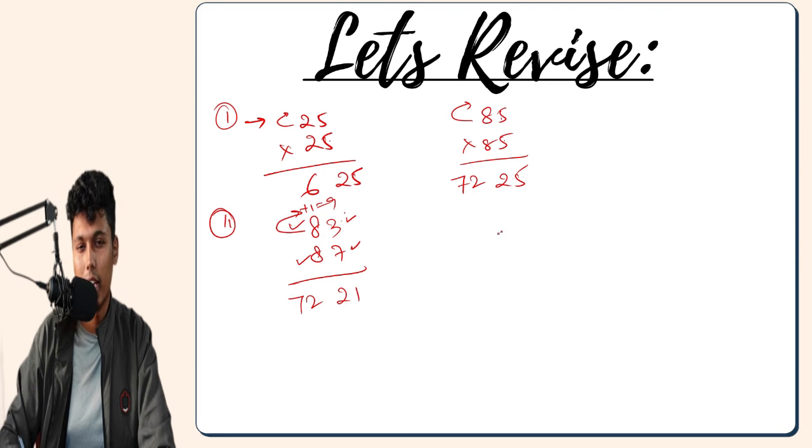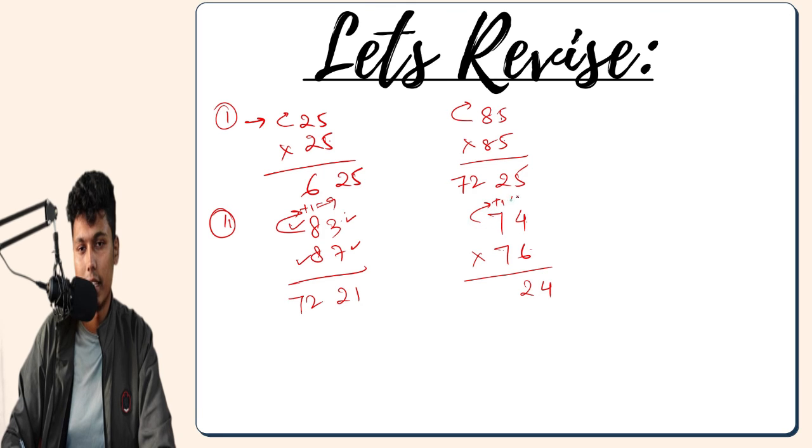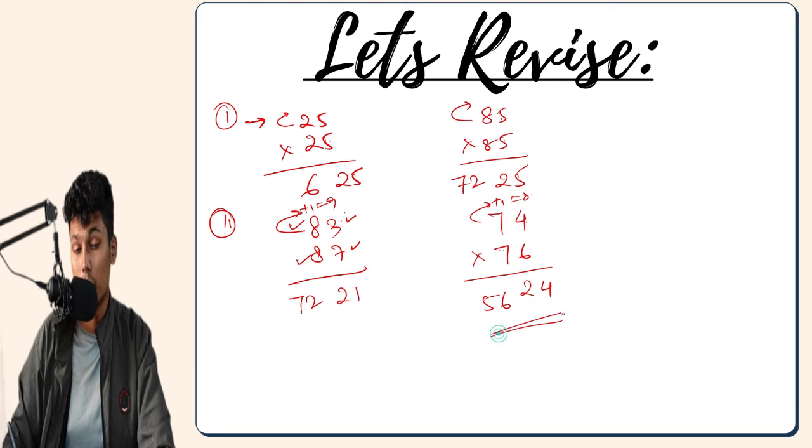Okay, let me take another number like 74 into 76. Let me multiply this one. 6 times 4 is 24. 7 plus 1 is 8, 8 times 7 is 56. So 6 times 4 is 24 and 8 times 7 is 56. So the answer is 5624. This is how you are going to do the second technique.